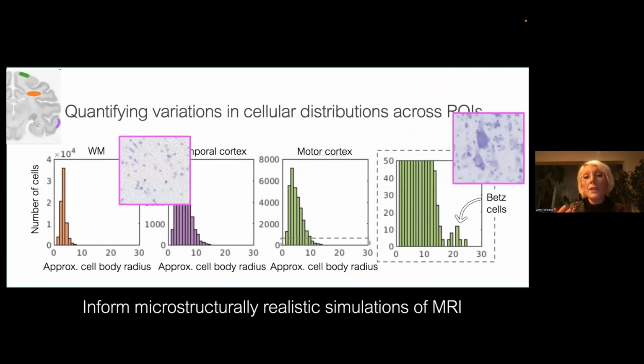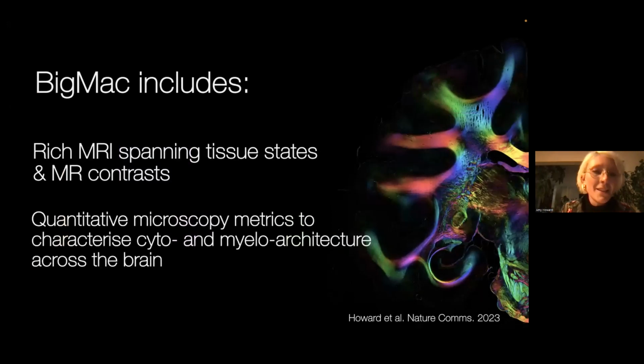And we can then use these kind of variations in cellular distributions to inform more microstructurally realistic simulations of MRI to test MRI sensitivity to specific tissue features. Okay, so that's kind of all I wanted to say on BigMac today.